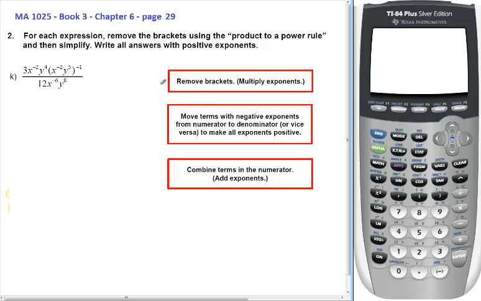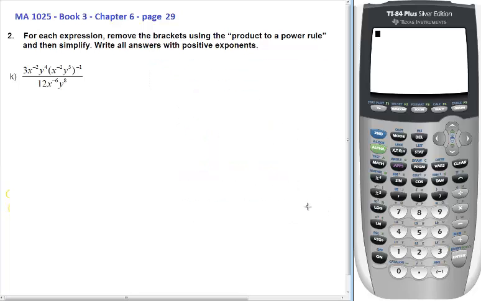And they are, first step, remove brackets by multiplying out exponents. That's what they refer to here as the product to power rule. Okay. Move terms with negative exponents from numerator to denominator to make all exponents positive. And then combine terms in the numerator or denominator, add exponents, and so on. Now these 2 steps really can be reversed. You can do that order if you want. But here's the order I tend to do it in, the order we have here. So let's get rid of that and look at how we tackle this problem here.